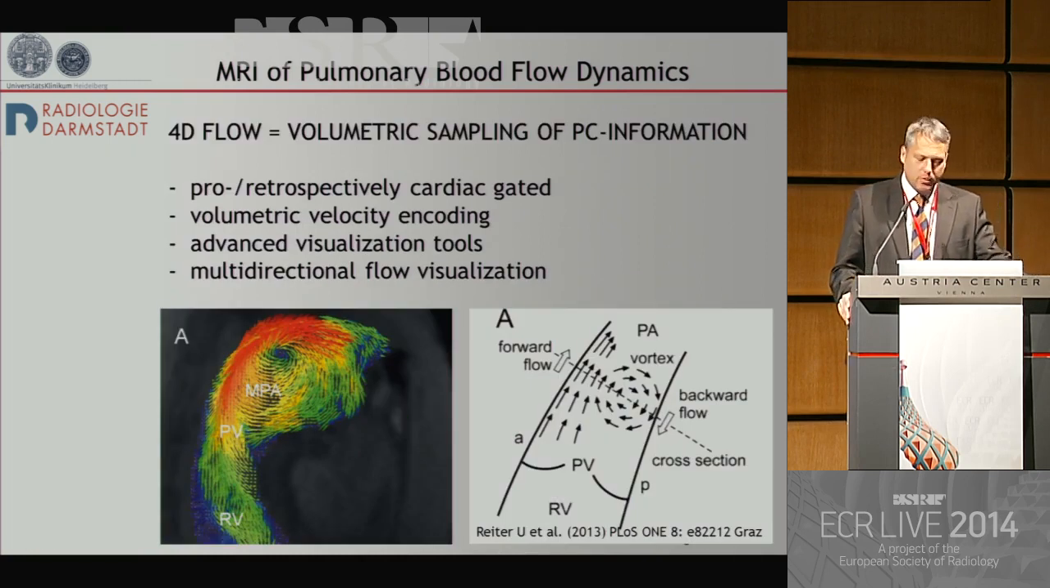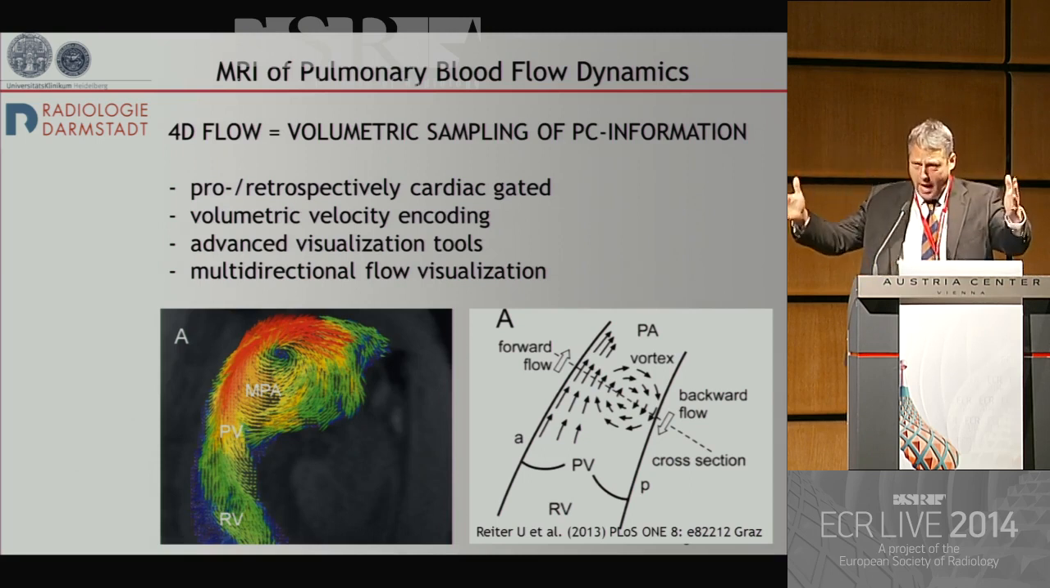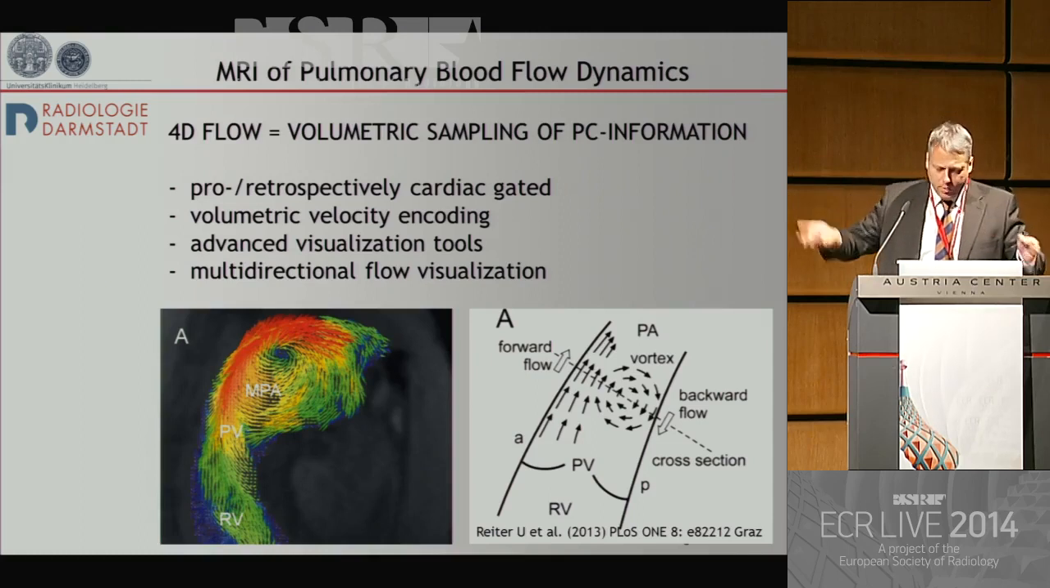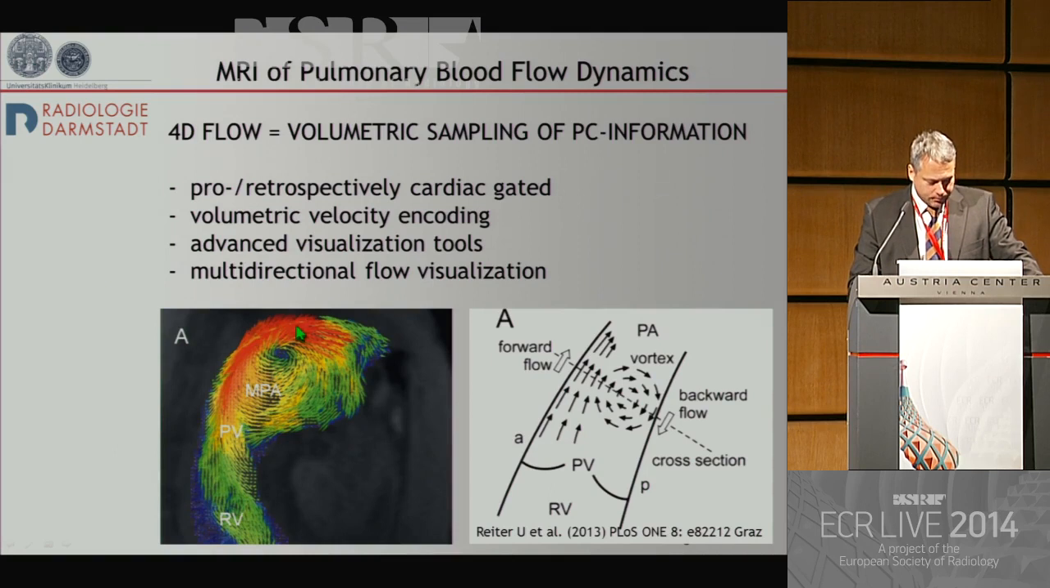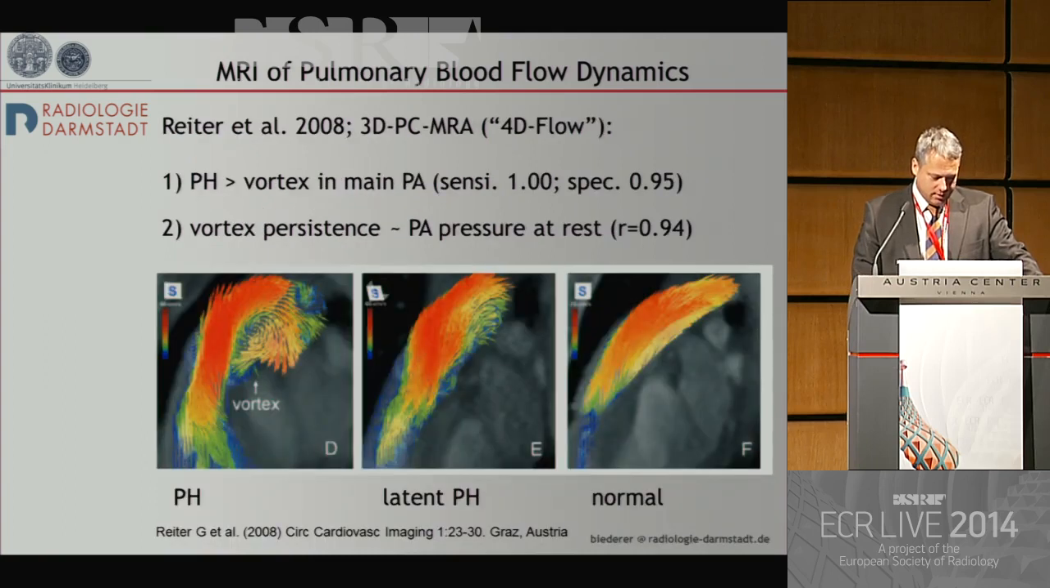This is one of the fanciest works that is around. This is from a very ambitious group here in Austria, in Graz. They're using 4D flow, a volumetric sampling of phase contrast information, and they are generating this view of how the pulmonary blood flow really distributes into the pulmonary artery. Just imagine a jet going into a large bag, so it would produce some sort of turbulence. They found that this sort of vortex, this turbulence, the longer it persists, the more severe the pulmonary arterial pressure is.